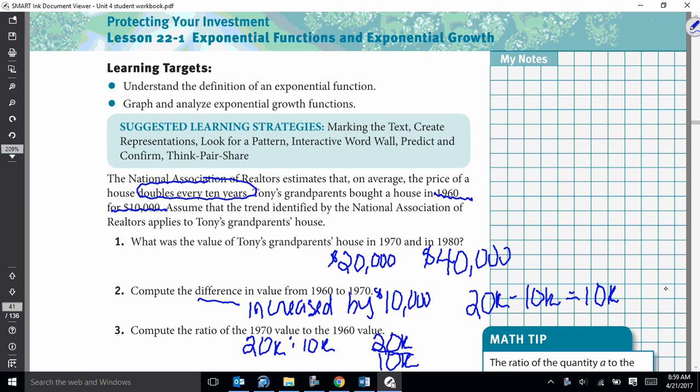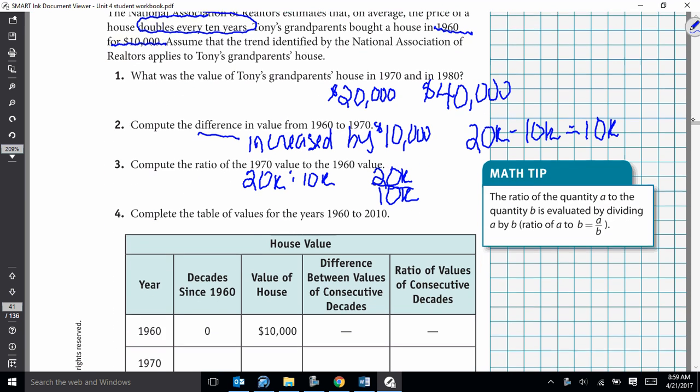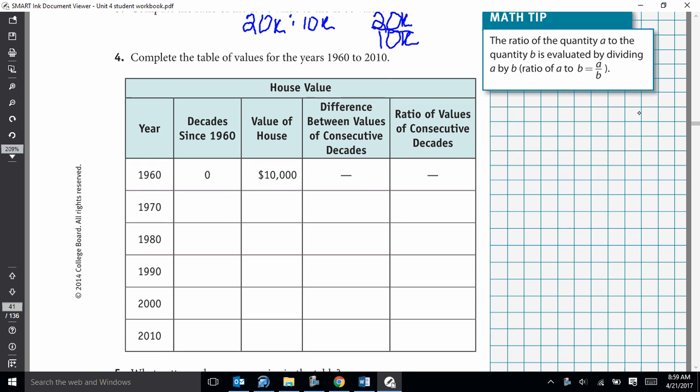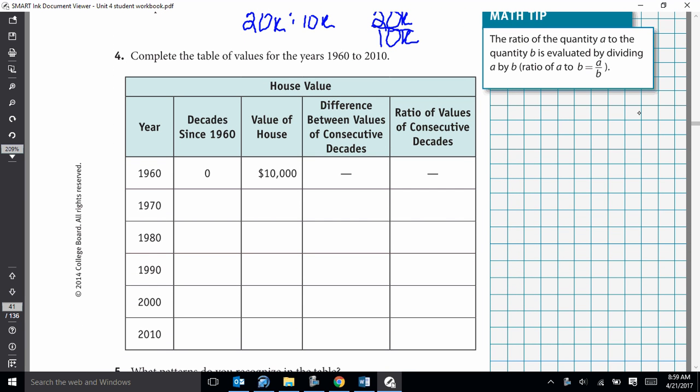All right, so we're looking at exponential functions. Complete the table of values for the years from 1960 to 2010. So every 10 years, the home value doubles. So decades since 1960. From 1960 to 1970, how many decades have passed? One. What's the value of the home?